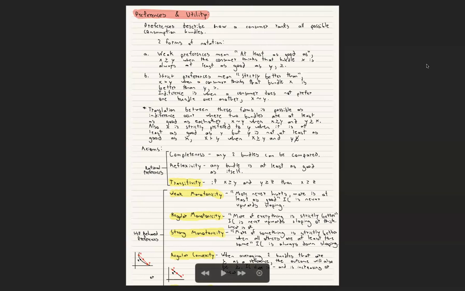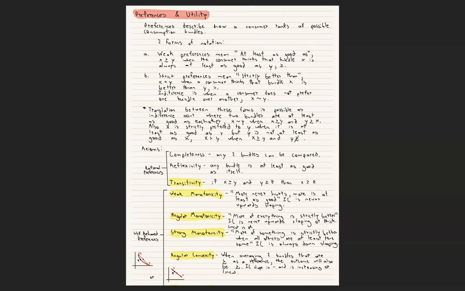We'll move on to preferences and utility. We'll just cover that pretty quickly here because I know you all have that down by now. So preferences describe how a consumer ranks all possible consumption bundles. And we got two forms of notation. You got weak preference notation and strict preference notation. And of course we have indifference as well, but translation between the two forms is possible, simply because indifference occurs where two bundles are at least as good as each other.